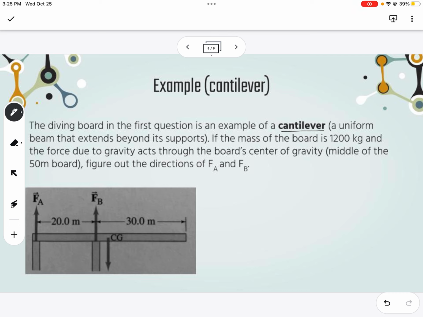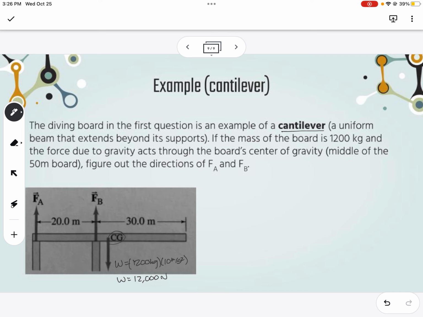If the mass of the board is 1,200 kilograms, and the force due to gravity acts through the board's center of gravity, once again, there's that CG, center of gravity. So that's telling us that the weight of the board is 1,200 kilograms times 10 meters per second squared. That means the weight of the board is going to be 12,000 newtons. They're telling us that this board is 50 meters long. They're giving us some distances there. They're asking us to figure out the directions of FA and FB. And we're going to go ahead and solve for FA and FB as well.